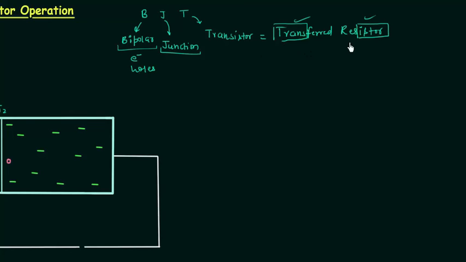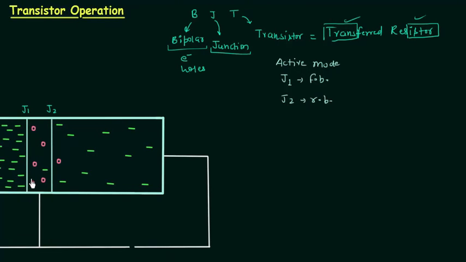Now what is the meaning of transferred resistor? If we talk about active mode of operation, then we already know junction J1 is forward biased and junction J2 is reverse biased. When junction J1 is forward biased, it will offer a very low resistance, or ideally the resistance should be 0. When junction J2 is reverse biased, it will offer a very high resistance, or ideally the resistance must be infinity.